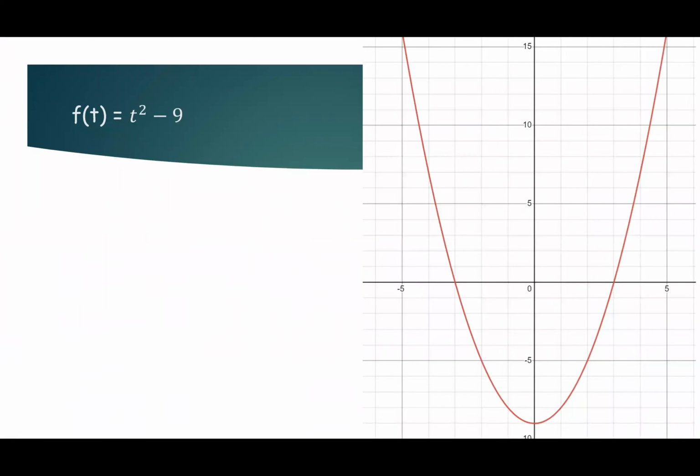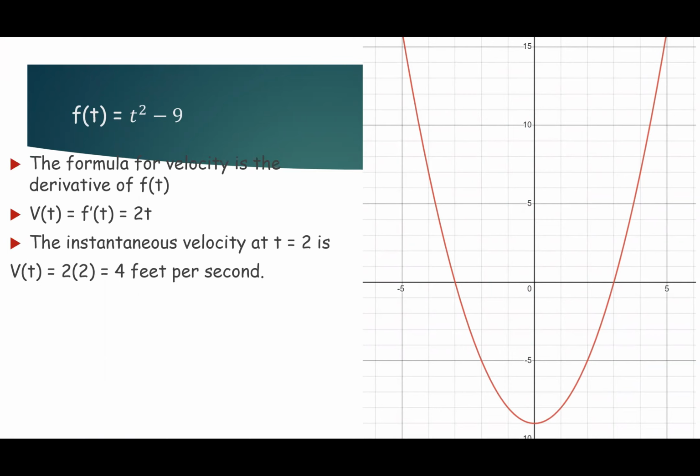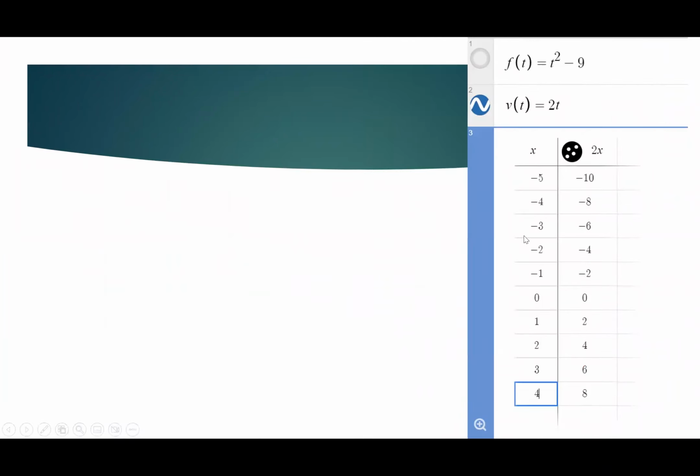All right. So if we have F of t equals t squared minus 9, the formula for velocity is the derivative of F of t, which is 2t. The instantaneous velocity at t equals 2 is 4, because you let t equal 2 and you plug it on in. Now, let's take a look at this table.